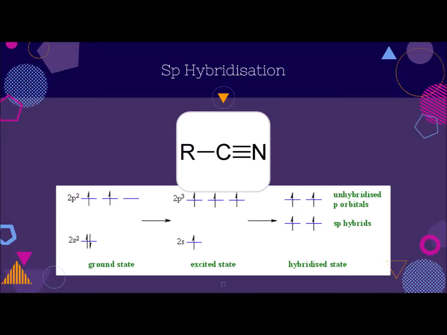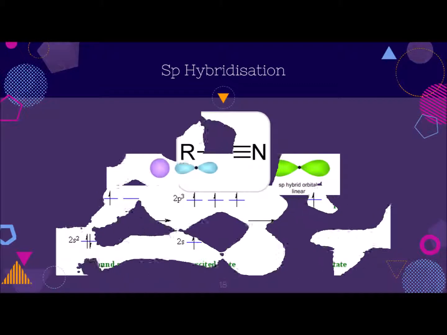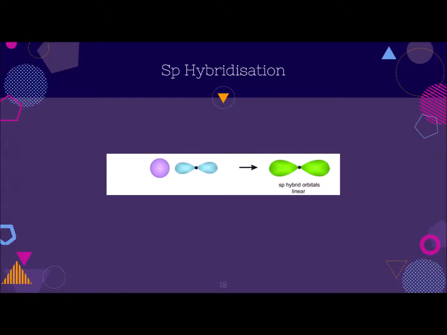Let's have a closer look at the orbitals. The s orbital, coloured purple, can bond to one of the p orbitals, coloured blue, to form 2 sp orbitals, coloured green. There is an exception to this. CO, which has charges.